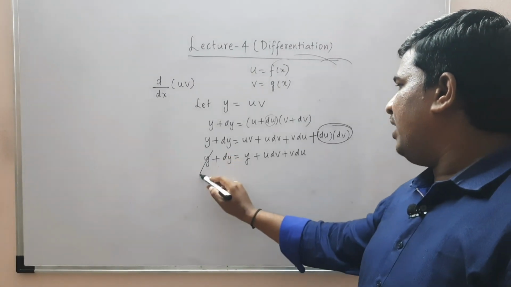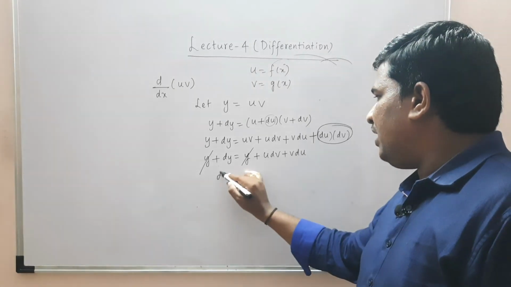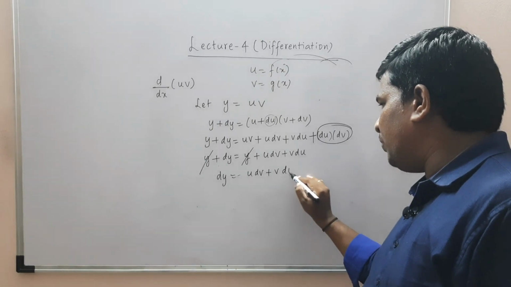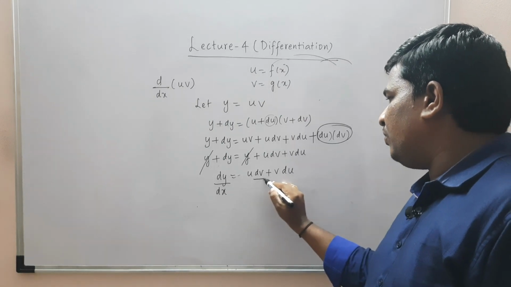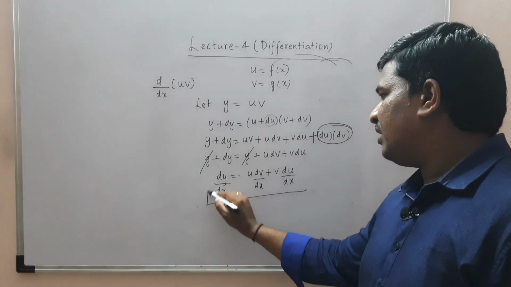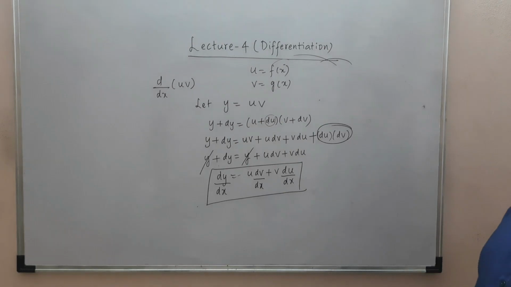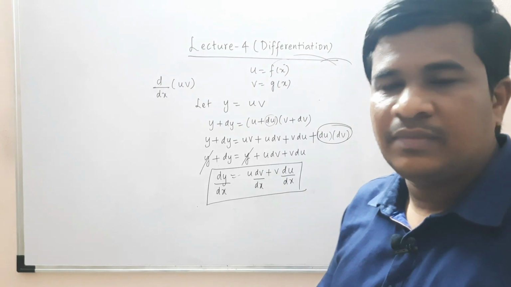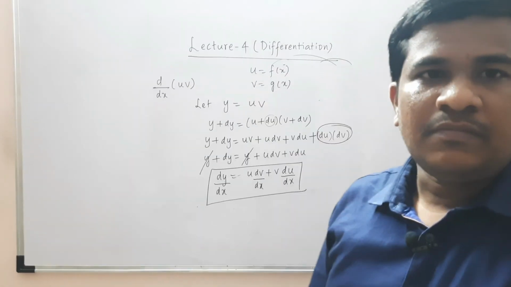So now y is cancelled, right? So now dy is u dv plus v du. So I write dy by dx is equal to u into dv by dx plus v into du by dx. See, this is what you have to write in case of product. So what do you understand? So y is what? Y is uv.